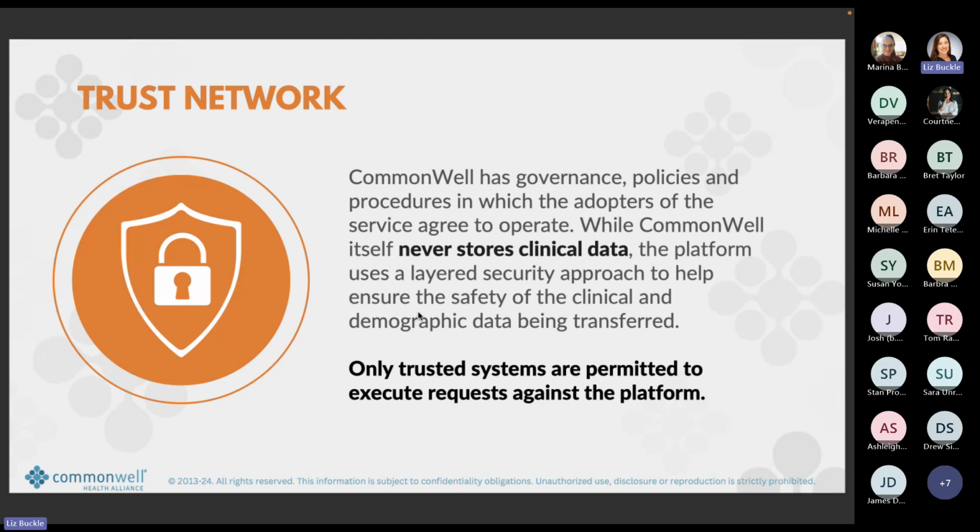We also don't store any clinical data, but we do have a strong security approach to make sure that when we're moving the data through the data broker, it is secure. And then only trusted systems are permitted to execute requests against the platform. That's really pointing to our certification process. So we have the certification process, plus we also have the agreements that we have in place with our members that outline their requirements and our requirements and the like.